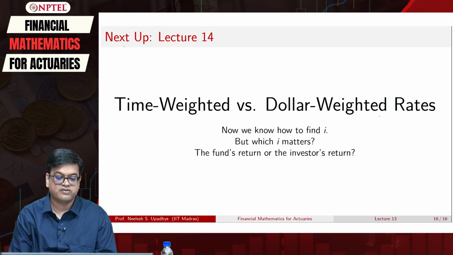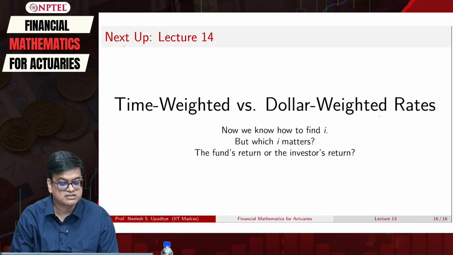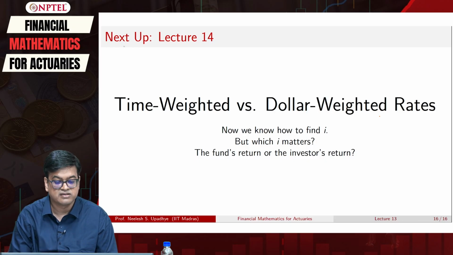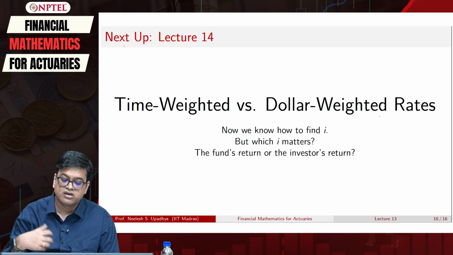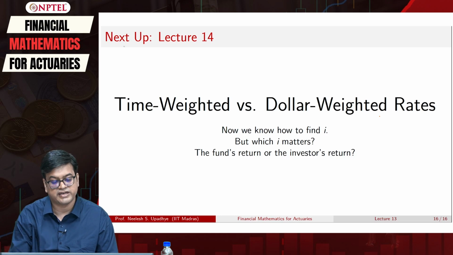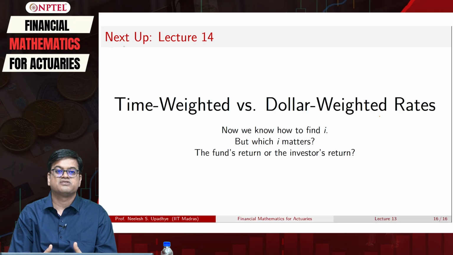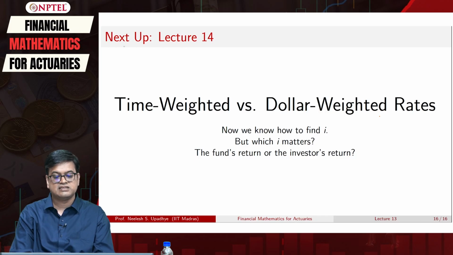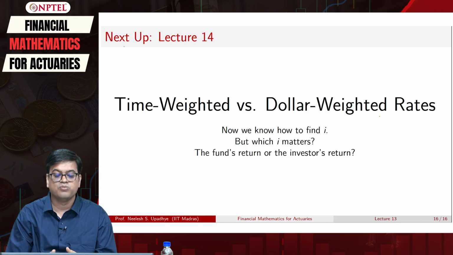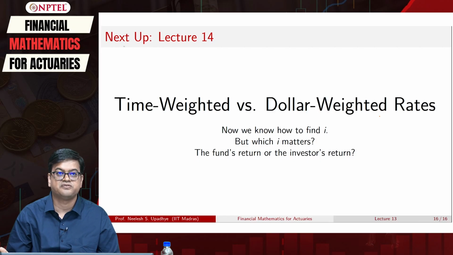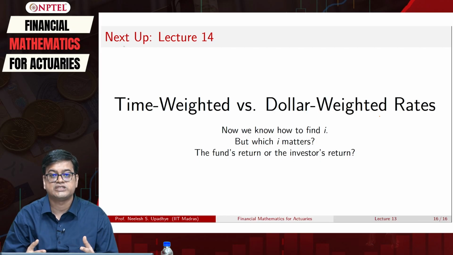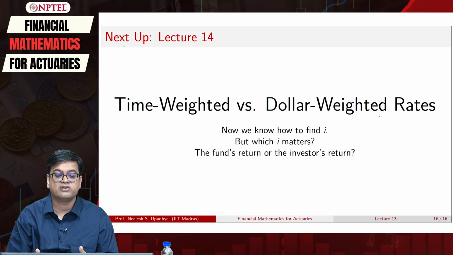This i that we have figured out, which i is this? Is it a time-weighted i, where we have weighted it with time, or a dollar-weighted rate? Does it matter? Typically this comes up as mutual fund returns and the investors' returns. So we will pose that problem in the next class, and we will show how both are correct, but they are using different i's, and for you which i will matter, time-weighted or dollar-weighted. We will answer that query in the next class.